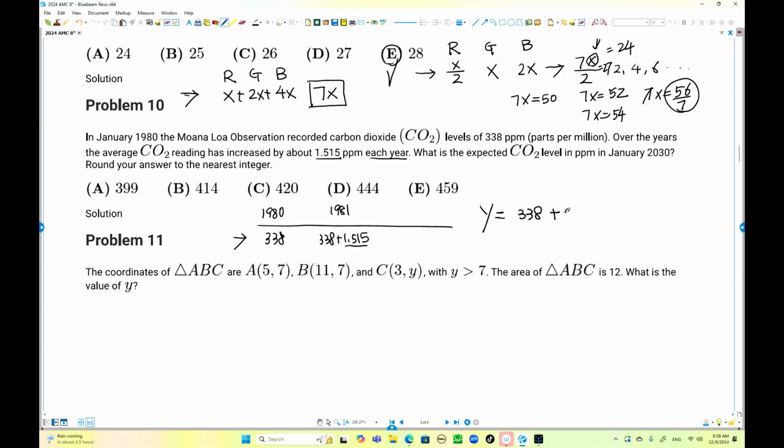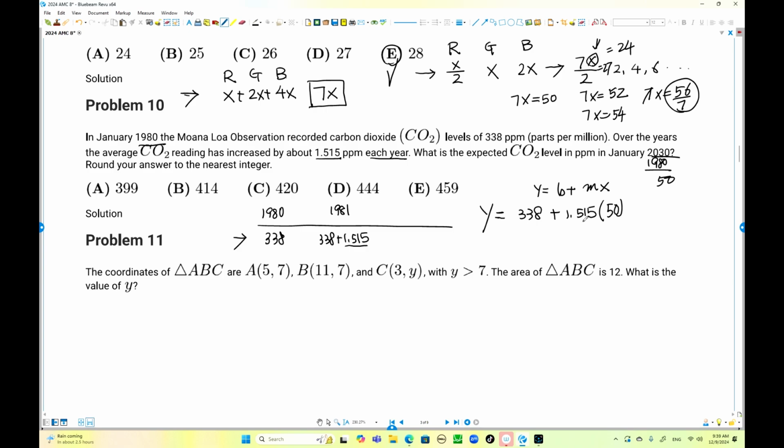338 plus 1.515. After that, 2003, how many years away? 1980, that is 50 years, right? So x is 50. So b plus mx, that is a linear equation, right? Yeah, that's the answer, okay?